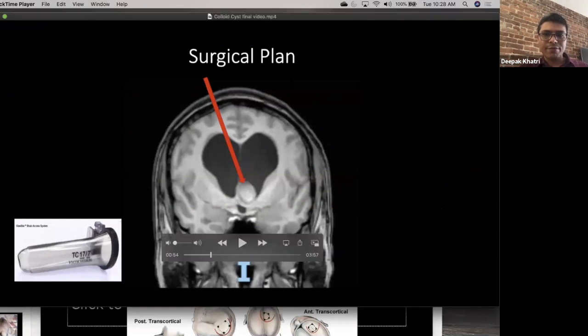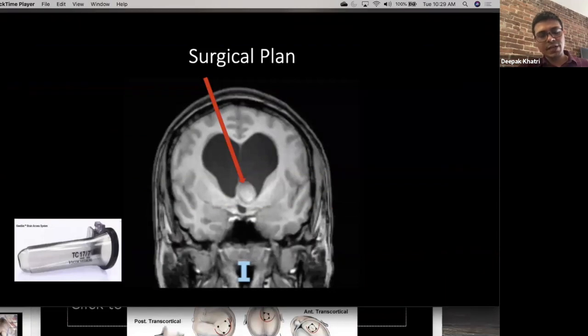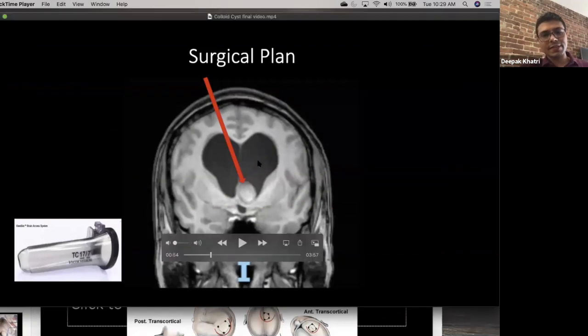If we approach from the left side, it would have provided us easy access. But remember, the left side is the dominant side. You don't want to give somebody deficits after your surgery just because of your surgical access. So we decided to go from the right side.